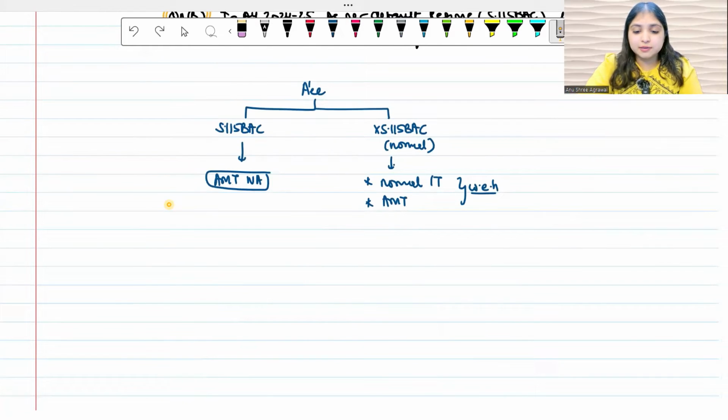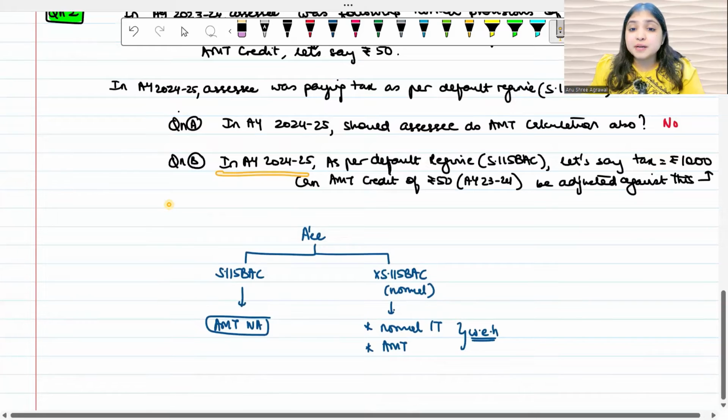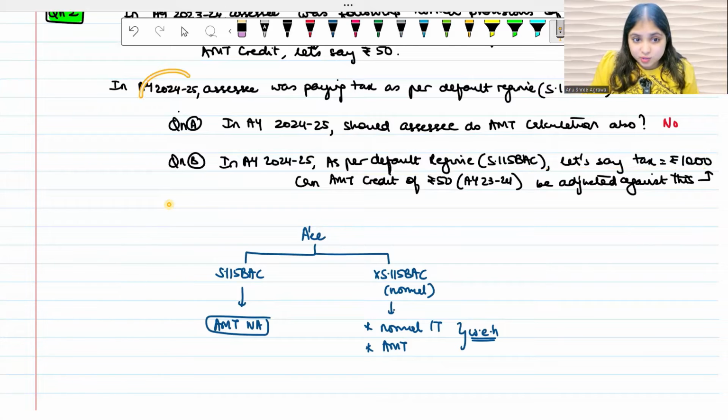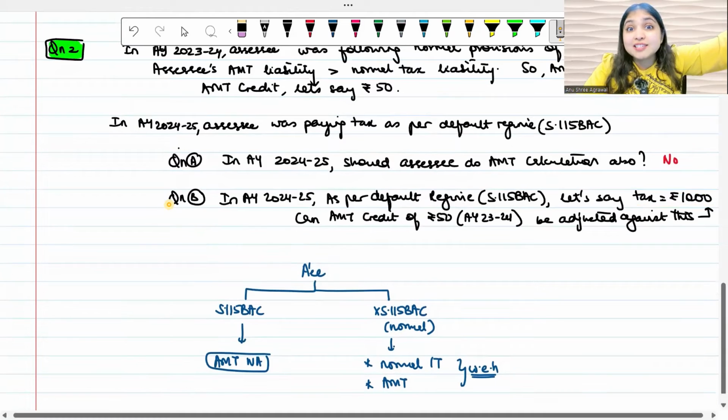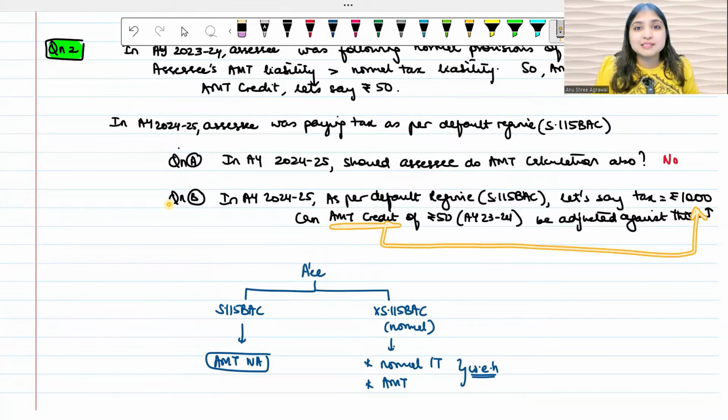In assessment year 24-25, as per the default regime, as per 115BAC, let's say tax is 1000 rupees. So in this 24-25, the assessee is following the default regime, right? And the default regime calculation on the assessee is tax of 1000 rupees. But remember, from last year's AMT, we have a credit of 50 rupees. Can I adjust the AMT credit against this 1000 rupees?